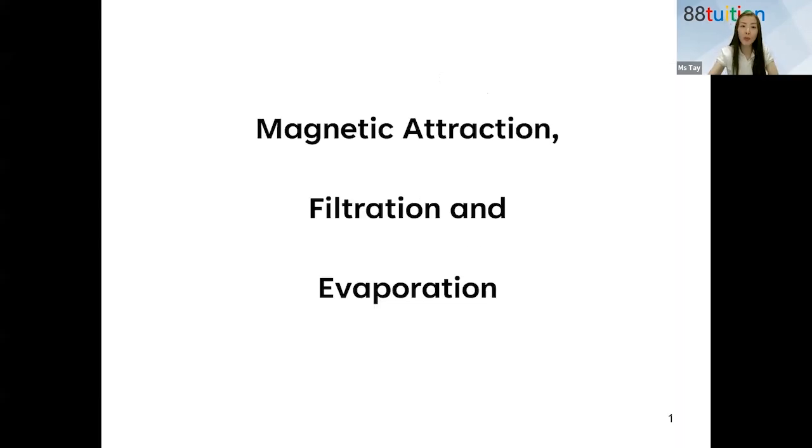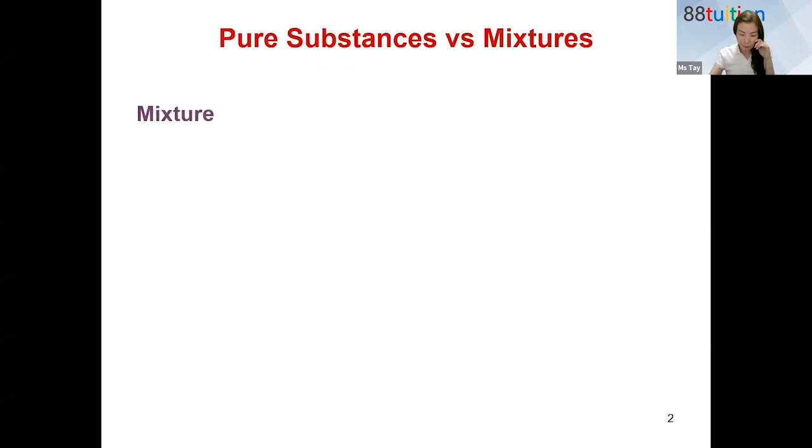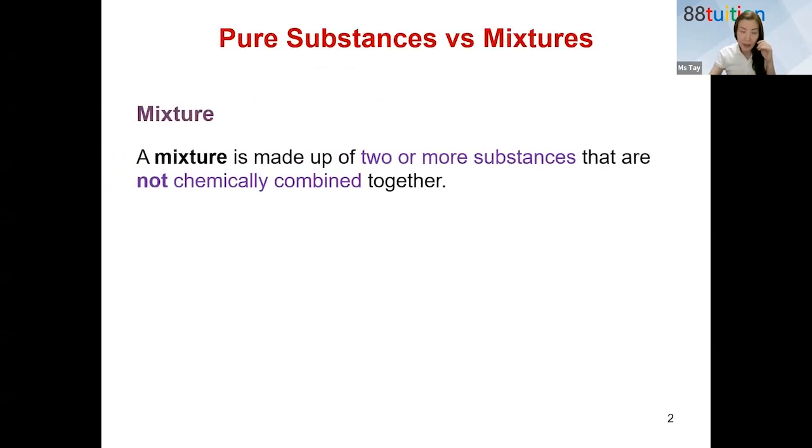All right, so let me very quickly run through what I have taught previously. This is for the advantage of those who have not covered this lesson. Firstly, you have already learned about mixtures and pure substances. So that means you know elements, compounds, and mixtures, right? You know the definition of a mixture: it is made up of two or more substances that are not chemically combined together. These are the important words. They are in purple, so you have to take note. When you define mixtures, this is how you write it down.